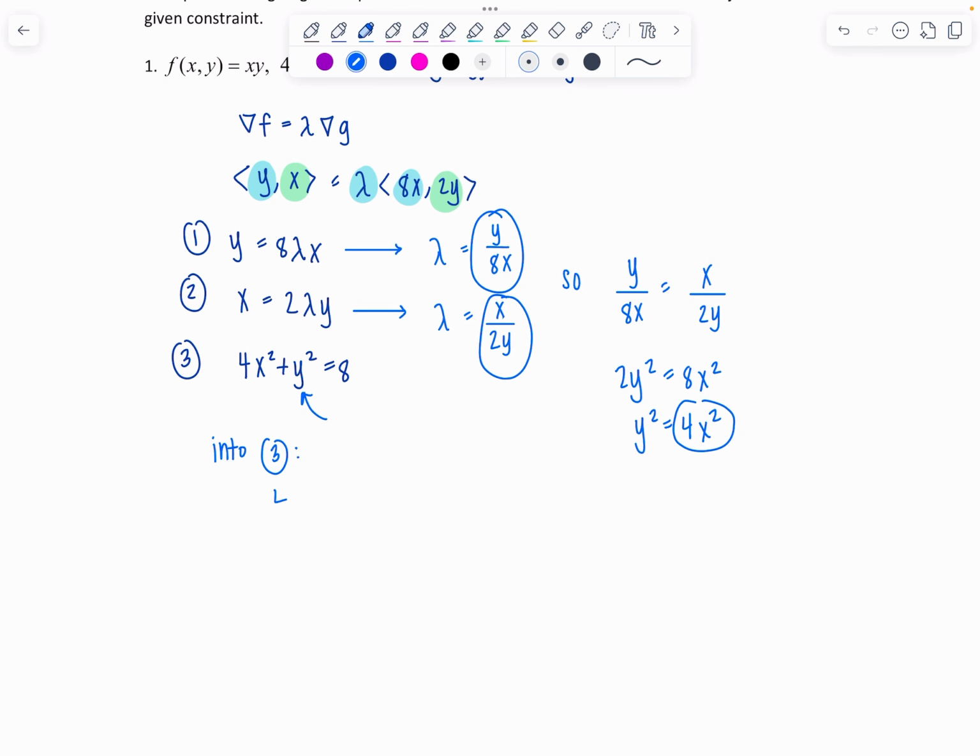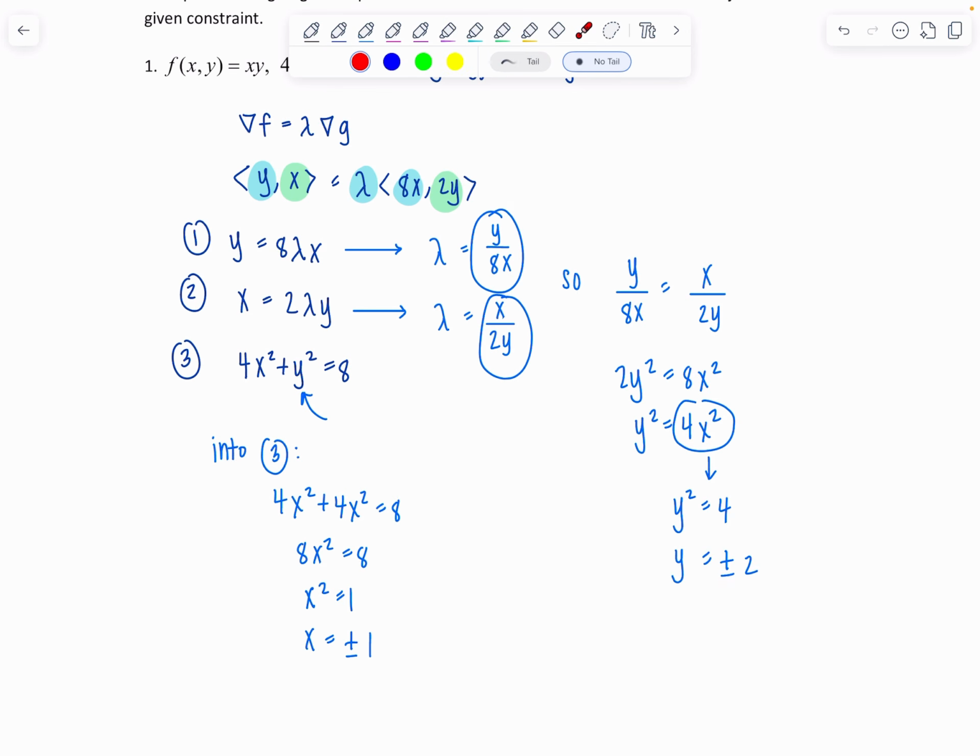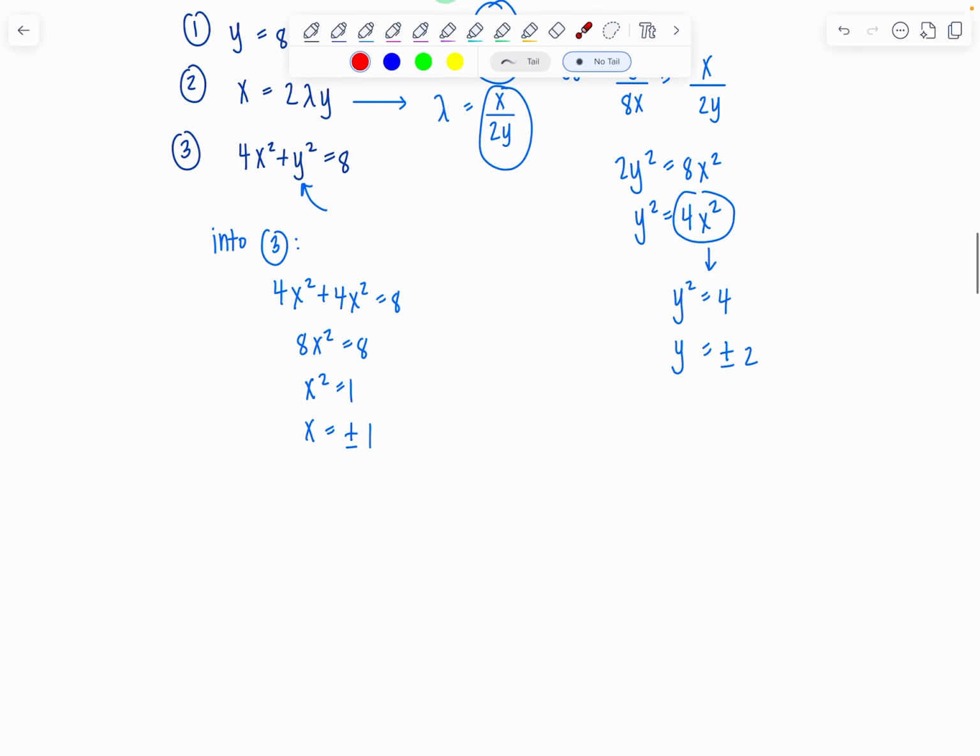So now we have 4x squared plus 4x squared equals 8. So 8x squared is 8. X squared is 1, which means x equals plus or minus 1. If x is plus or minus 1, that means y squared is 4. Y could be plus or minus 2. And either of these values of x can be paired with either of these values for y. So we have 4 ordered pairs that comprise our solutions. So let's see. We've got (1, 2), (1, -2), (-1, 2), and (-1, -2).